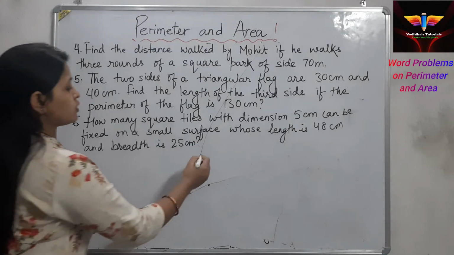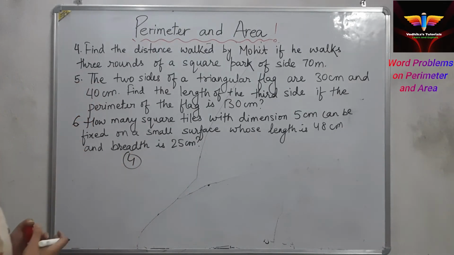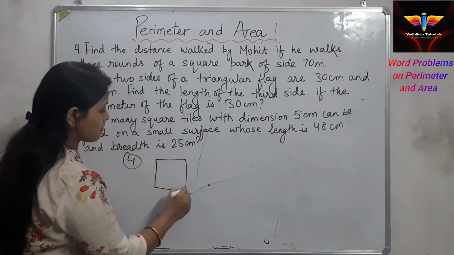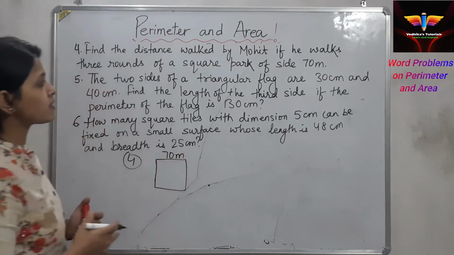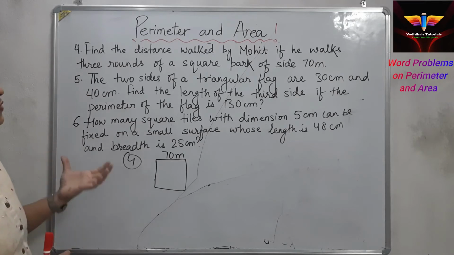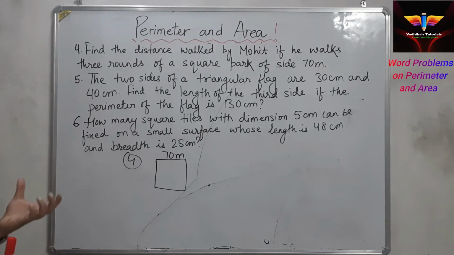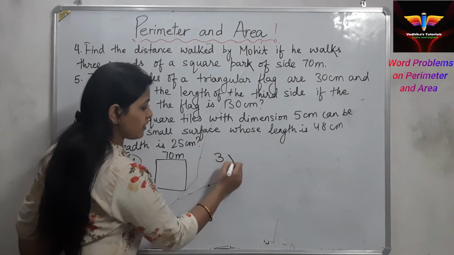So question number 4 is again talking about a square shaped park. The side of the square park is 70 meter. Here we need to find the distance walked by Mohit, and he has walked 3 rounds of the square park. So what will be our answer?